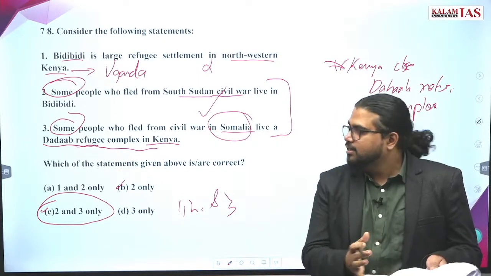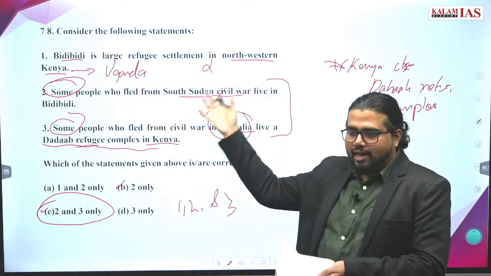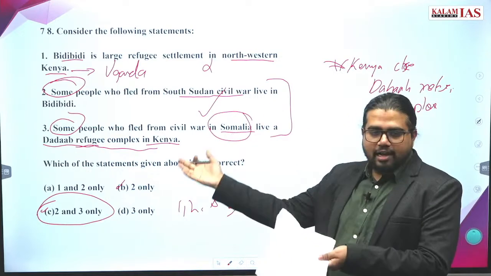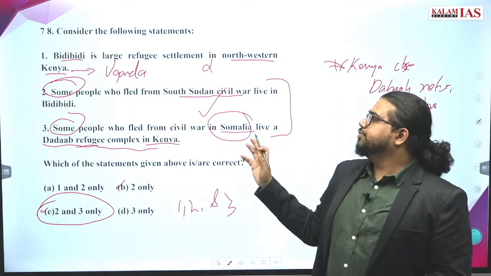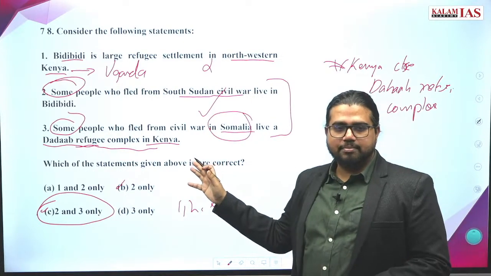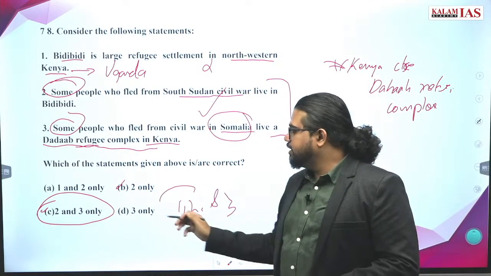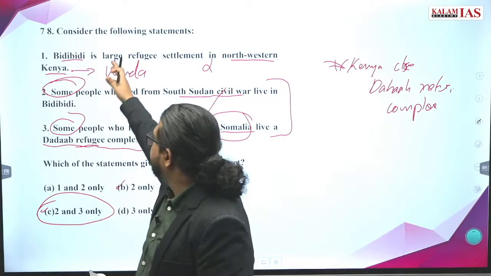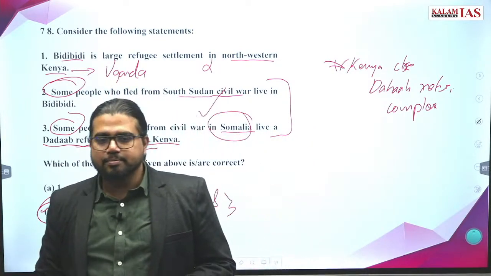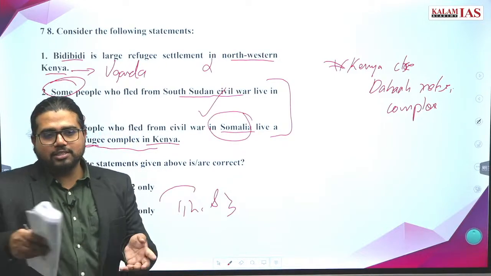A refugee camp is there. These countries, Sudan and South Sudan, have civil war issues. Somalia has civil war issues. These are very much logical. If you are not going to counter these two statements, there is only one option left, that is 2 and 3. If 1, 2 and 3 were an option, then you would have to know exactly where Kenya is and where the BDBD camp is. That would have made the question more difficult.